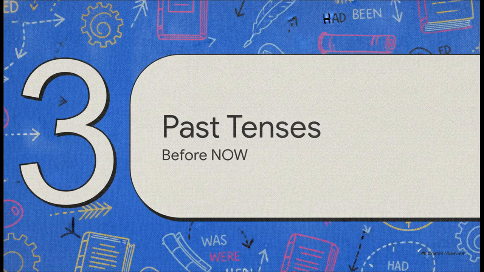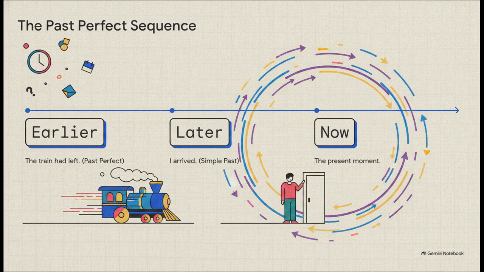All right, section 3, navigating past tenses. Everything before now. I want you to picture a timeline in your head. This is going to perfectly illustrate one of the trickiest concepts out there, the past perfect. Think about it. When 2 actions happen in the past, how do we actually know which one came first? Well, we use the past perfect for the earlier past and the simple past for the later past.